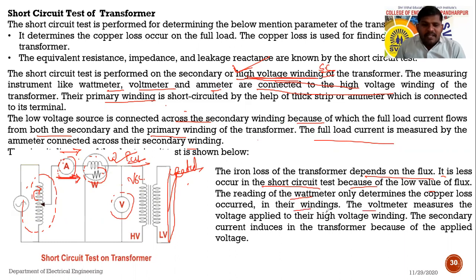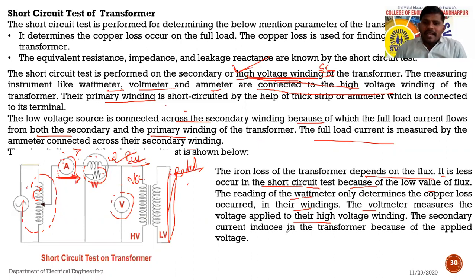So the voltmeter measures the voltage applied to the high voltage winding, right? On the high voltage side, we measure how much voltage we apply. This voltage is measured by the voltmeter, and it is called the short circuit voltage. And the secondary current is induced in the transformer due to that applied voltage.